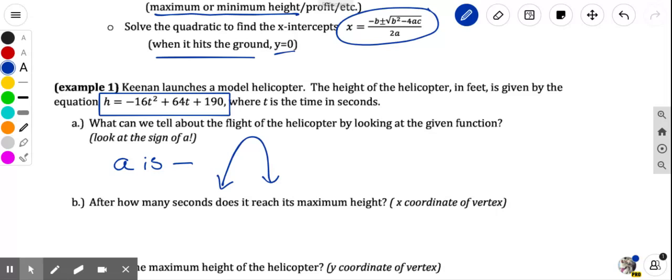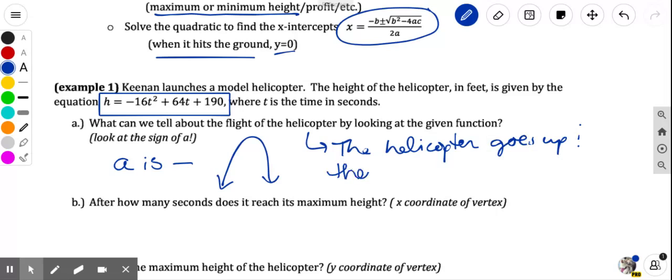So what can we tell about the flight of the helicopter? I would say that the helicopter goes up and then goes down. The parabola opens down because a is negative. That's how we can tell that.